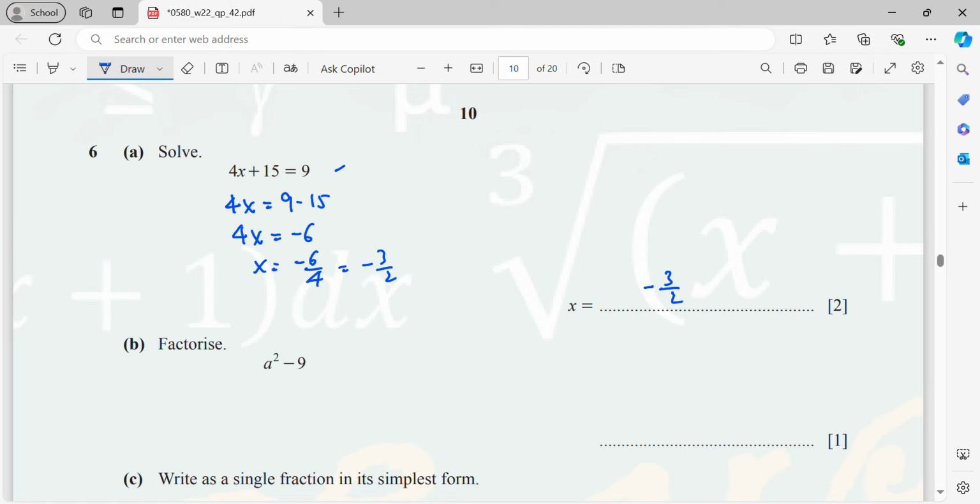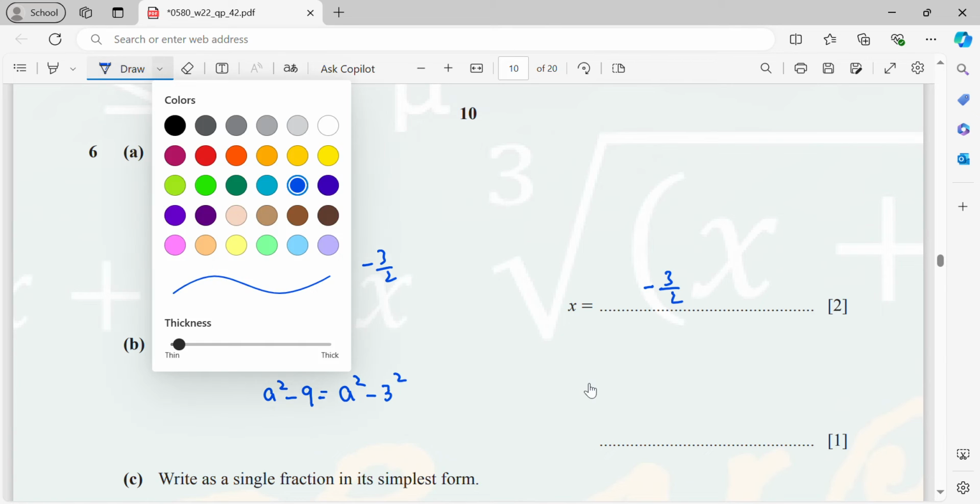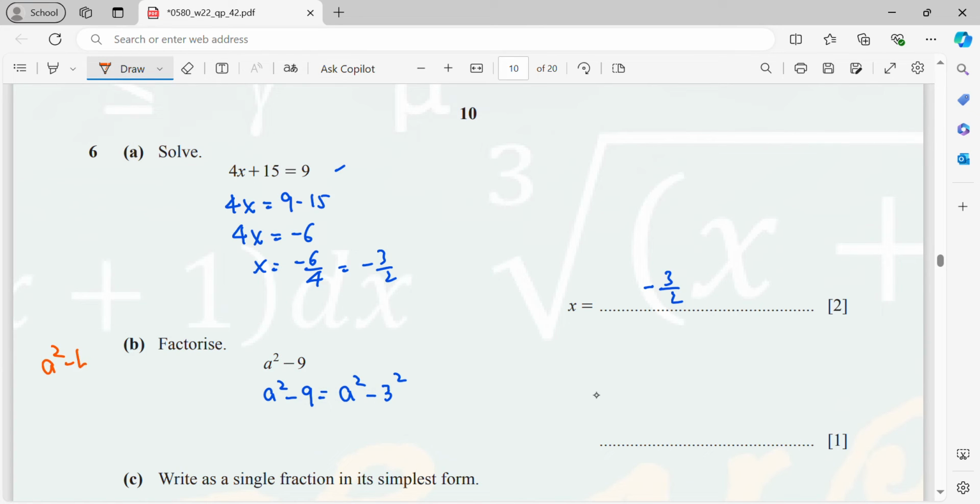Now B, factorize a squared minus 9. So a squared minus 9 is basically the same as a squared minus 3 squared. And then we have a formula. a squared minus b squared is a minus b times a plus b. So here it is going to be a minus 3 times a plus 3.